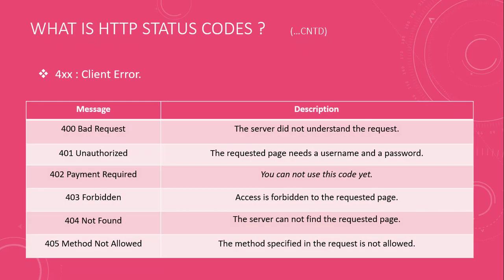4XX client error. 400 Bad Request, the server did not understand the request. Next one, 401 Unauthorized, the requested page needs a username and a password. 402 Payment Required, you cannot use this code yet. 403 Forbidden, access is forbidden to the requested page. 404 Not Found, the server cannot find the requested page. 405 Method Not Allowed, the method specified in the request is not allowed.